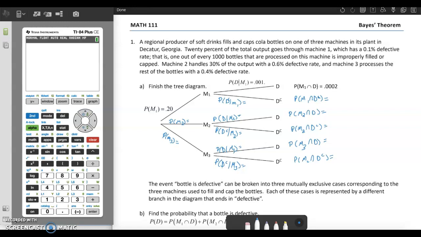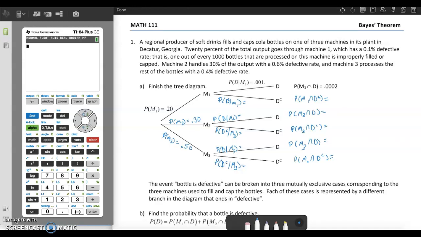So let's see. Machine 2 handles 30%, so we want to put that on that line. And machine 3 handles the rest, so 20 plus 30 is 50% accounted for already. So machine 3 must handle the other 50%. Okay, and then they've got the very top, the next from M1 going to D for defective, they've got that labeled. The probability of being defective, given that it comes from machine 1, is 0.001. That's that 0.1% defective rate.